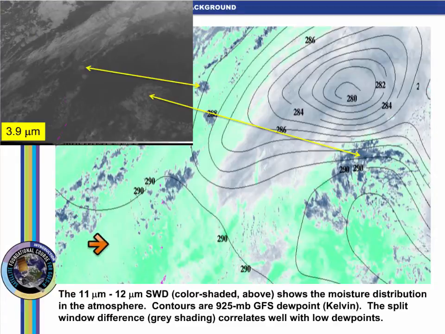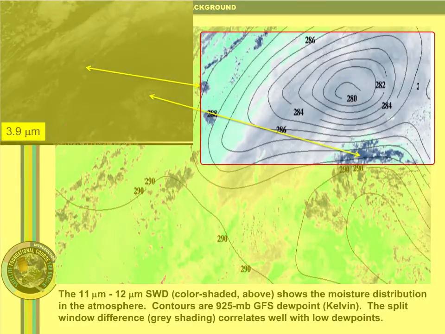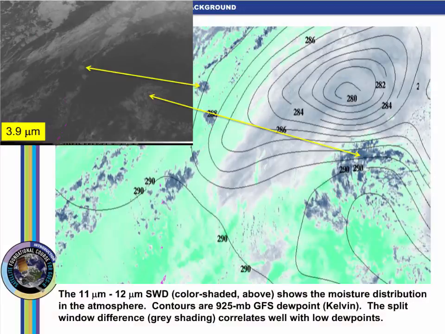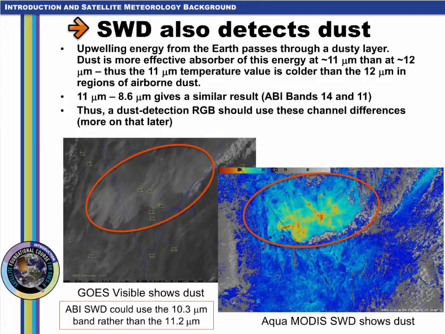The color-shaded field here depicts the difference between the brightness temperatures at 11.2 and 12.3 microns, the split window difference, from Himawari 8. The contours are dew point temperature at 925 millibars from the GFS, showing a dry region over the central Pacific Ocean. The split window difference has a very strong signal in that same dry region. The values neatly correspond to the dry air. A corresponding 3.9 micron image is inset. It's nighttime over this scene, and arrows highlight similar features. The split window difference dryness is apparent in the 3.9 micron image as well. There are no clouds. The split window difference also detects dust.